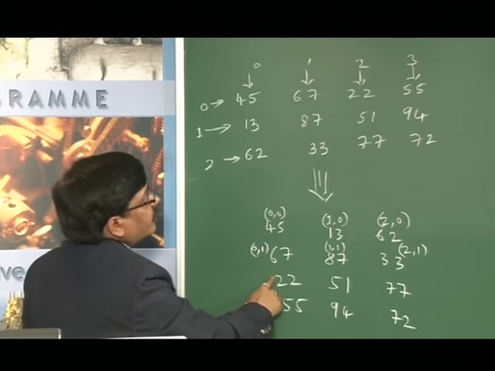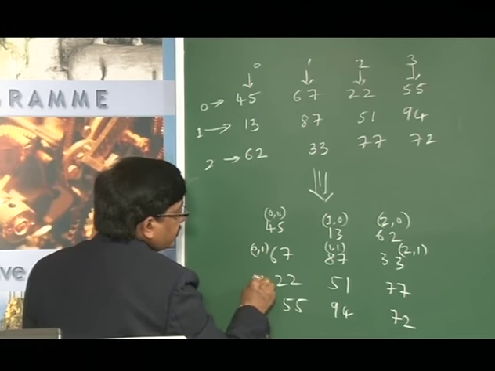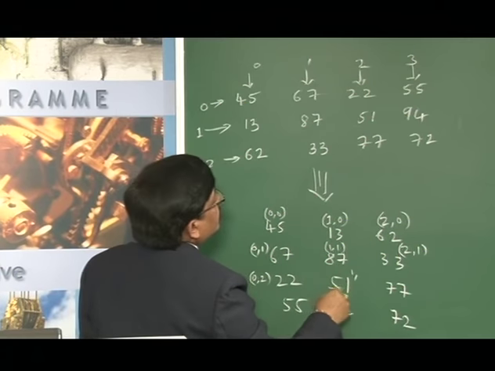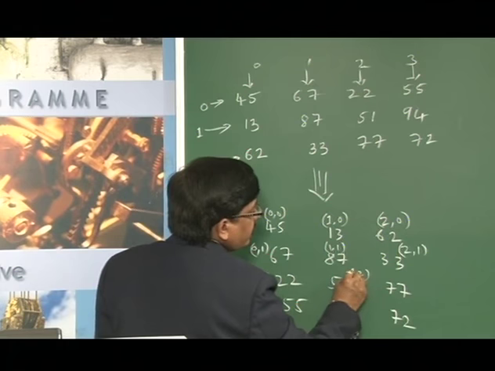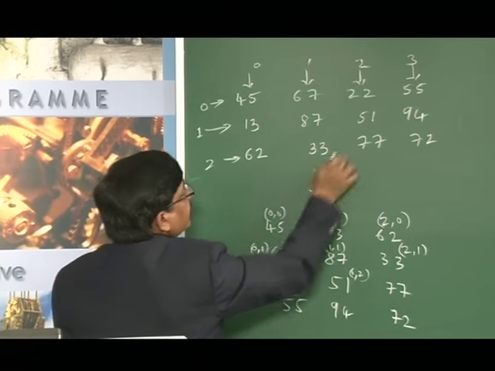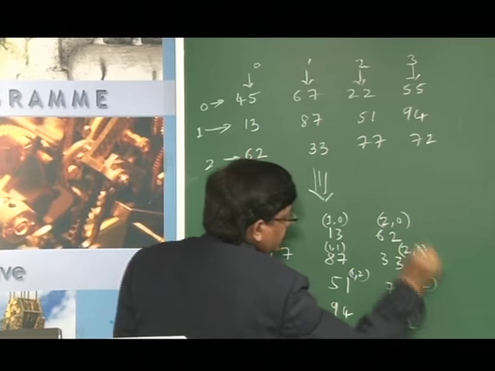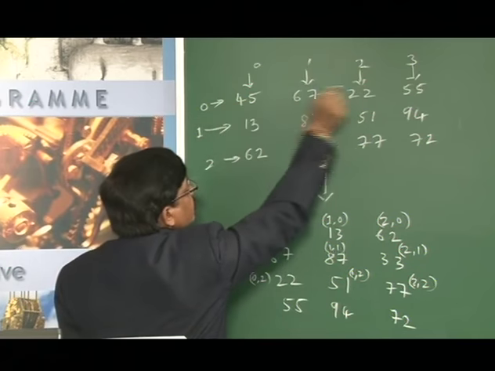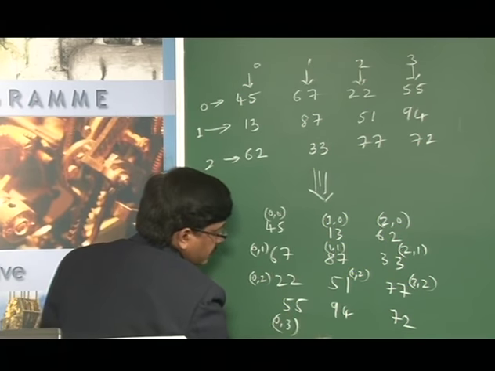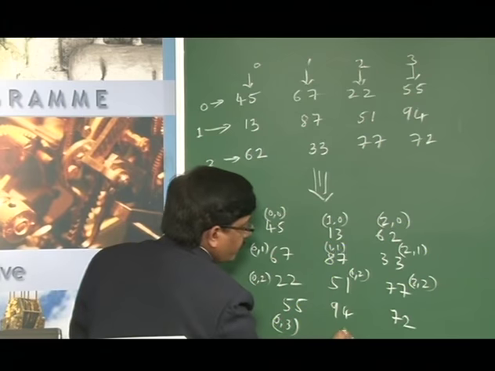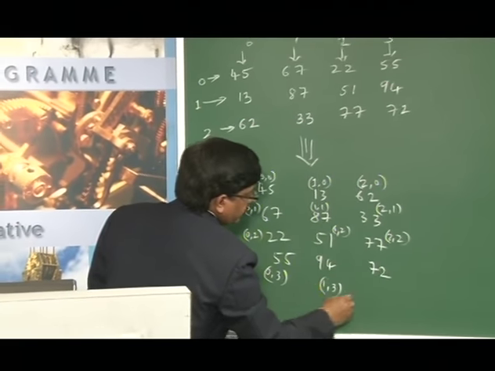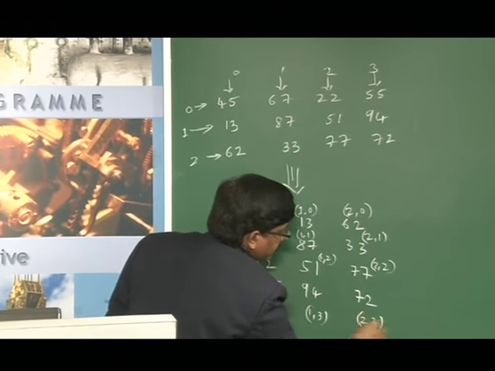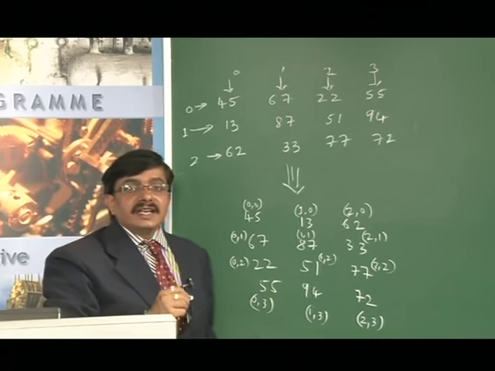Similarly, the index of 22 is 0th row, second column, the index of 51 is first row, second column, and the index of 77 is second row and the second column. Similarly, the index of 55 in the memory is 0th row and the third column, 94 is the first row and the third column, and 72 is the second row and the third column. See, how we display the elements matters a lot.